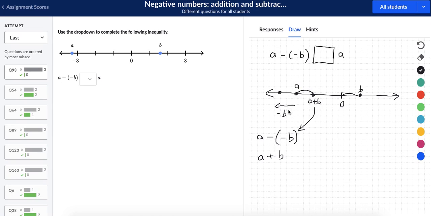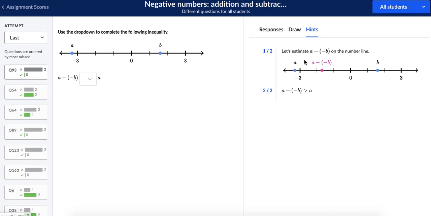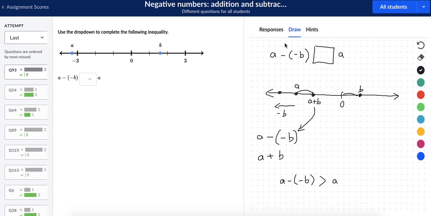We can see already that this value here, a minus negative b, is closer to 0 than a is, which means that it must be greater than 0. So, therefore, we conclude that a minus negative b is greater than a. So there's the first one. And indeed, if you look at the hints, it gives you something along those lines as well. It says let's estimate this a minus negative b on the number line, and they did exactly what I just showed you here. And you can see that it's greater than.